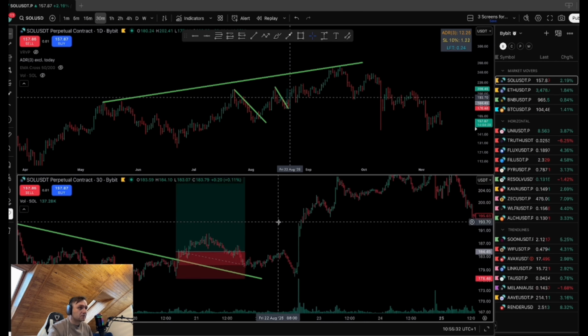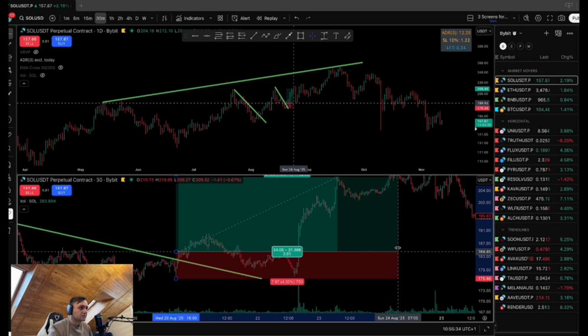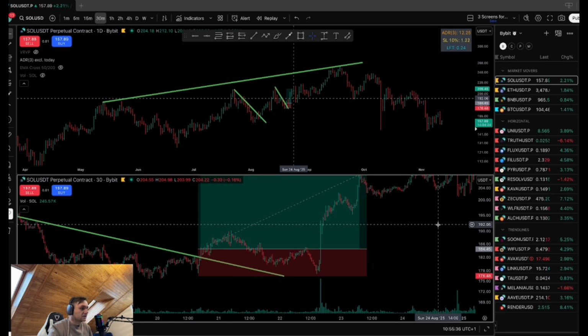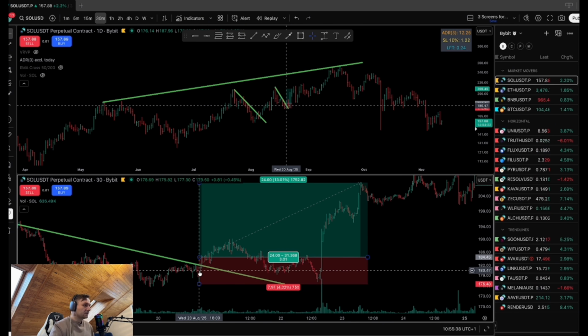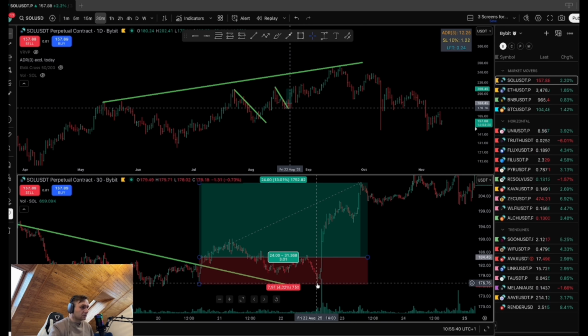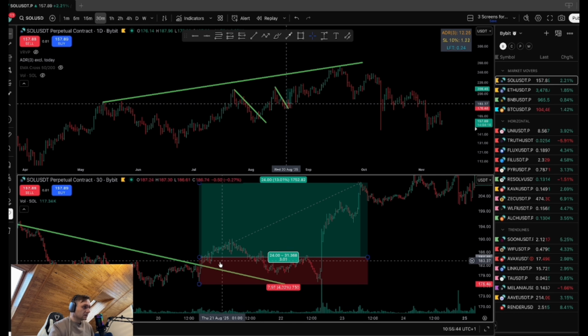And let's see how it behaved. It is a long trade. Yeah, we need to wait longer here, but it worked out. As you see, we almost were stopped, but it still worked out.